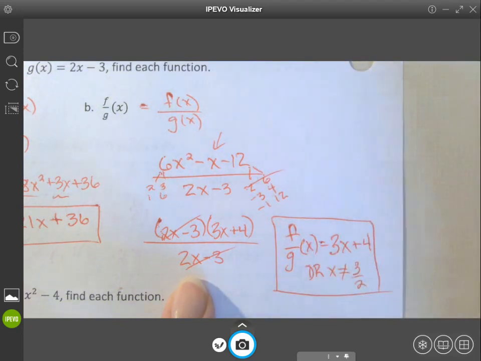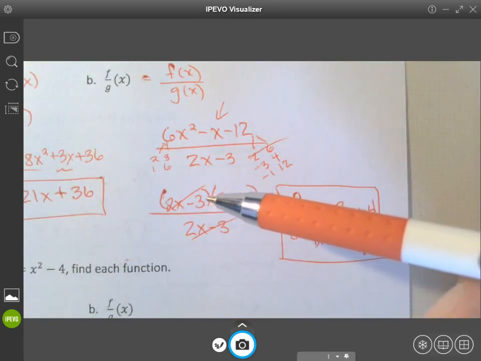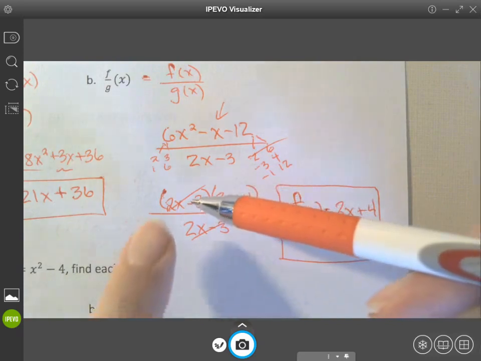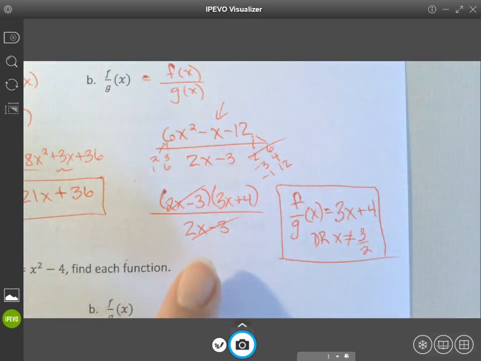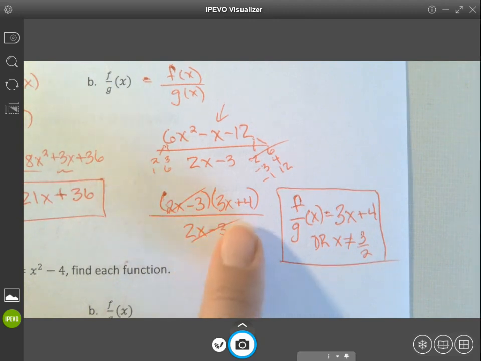Now, just to add on to this, if we were talking about graphing these functions, that 2x minus 3 would be a hole in the graph because it canceled, right? I'd have a hole at x equals 3/2. This would be a vertical asymptote at negative 4/3. Agreed? I just lied. You shouldn't agree with me. This is not a vertical asymptote. Would this be an x-intercept or a 0, right?